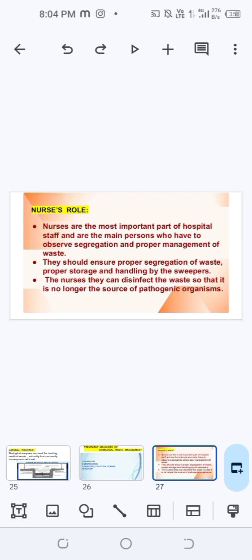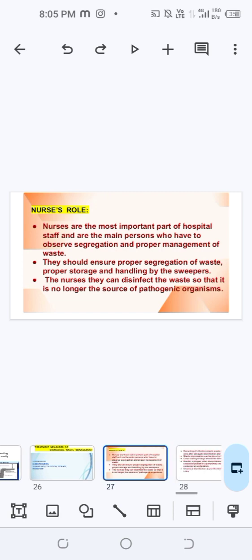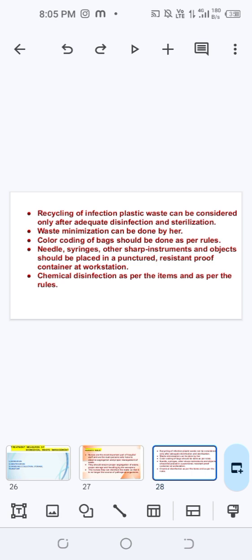Then the nurses can disinfect the waste so that it is no longer a source of infection. I have already mentioned this. Recycling of infectious plastic waste can be considered only after adequate disinfection and sterilization techniques. Generally, all the general waste items like paper, the peel of a banana, or any household or kitchen items used in the hospitals can be discarded in the general waste. These are the items that can be recycled. Waste minimization can be done by the nurse herself.